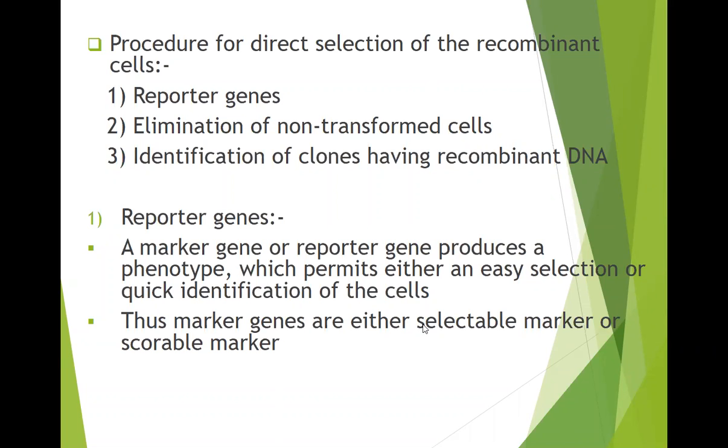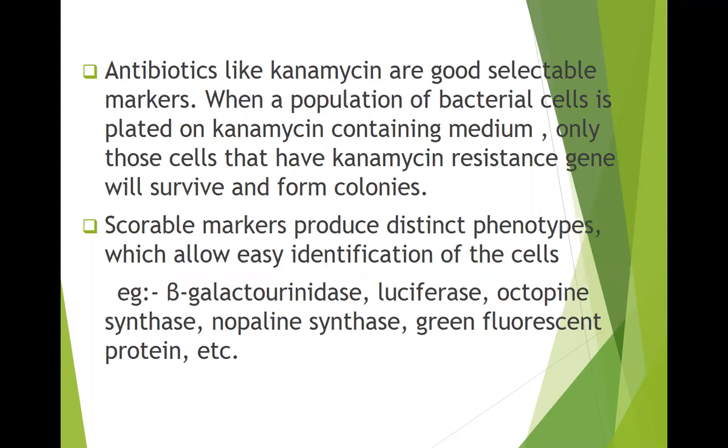or a scorable marker. We have seen several selectable markers already. The selectable markers we have been studying are antibiotic resistance genes. So antibiotics like kanamycin, they're all selectable markers. When a population of bacterial cells is placed on a medium containing a certain antibiotic like kanamycin, only the cells that have the kanamycin resistance gene will survive. The remaining cells will not be able to survive. This we know very well. This is how we do antibiotic selection, which is nothing but selection using a reporter gene or marker gene.